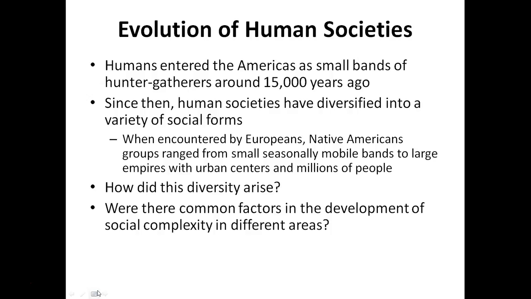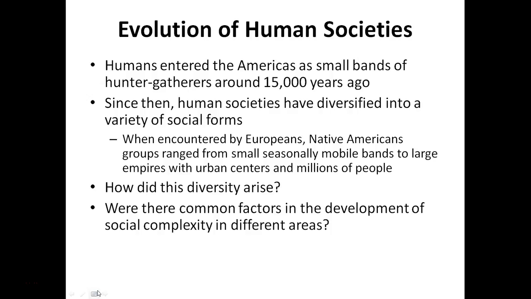Humans entered the Americas as small bands of hunter-gatherers about 15,000 years ago, and these are small groups of 30 to 50 people, people who were closely related, who lived dispersed across the landscape and moved quite a bit in order to follow the resources that they were gathering from the environment. Since then, human societies have diversified into a variety of social forms. When encountered by Europeans, Native American groups ranged from small seasonally mobile bands that were perhaps much like those earliest colonists of the Americas, to large empires that had urban centers and millions of people. How did this diversity arise?